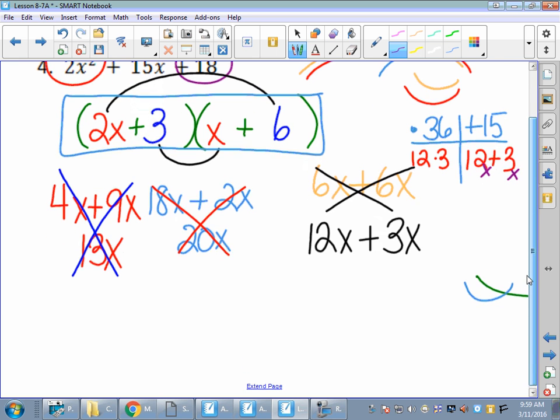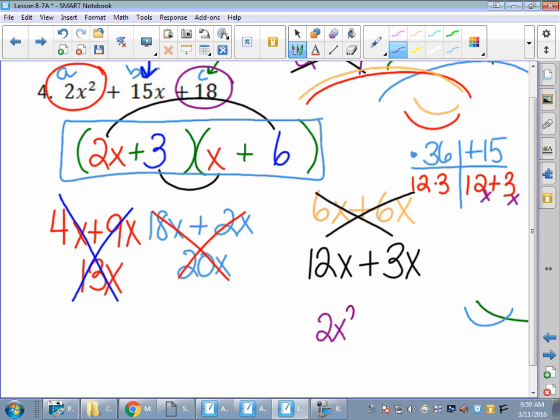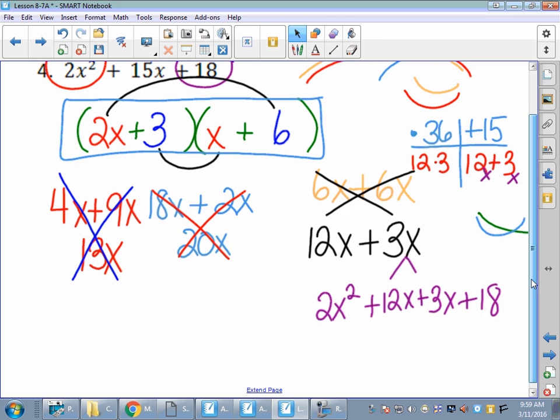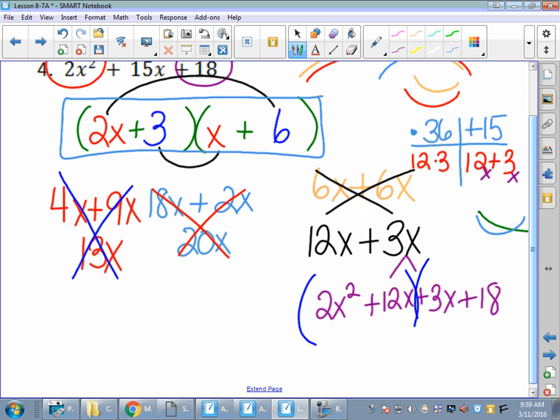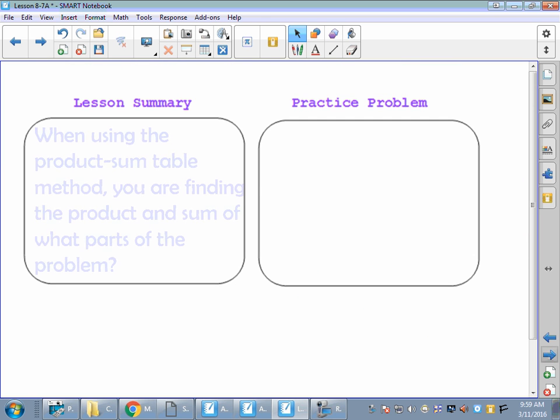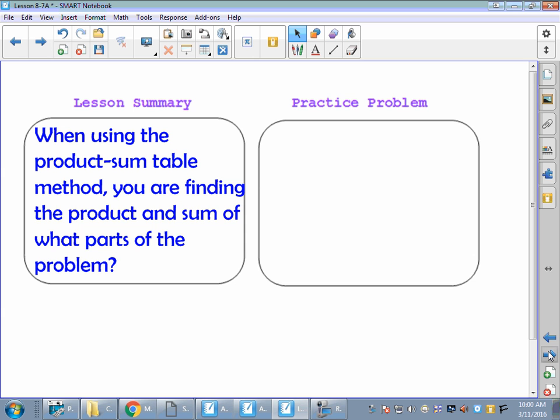So if I were doing the product sum table, I would have a 2x squared plus 12x plus 3x plus 18. And then group those guys 2 and 2. If you prefer to do it that way, please do so. You will get the same answer, 2x plus 3 and x plus 6. The next lesson, I'll show you another method that you might like better. It's kind of more like guess and check, but way more organized than this mess. So I left 2 of them blank. It wouldn't hurt you to go and try those, but I'm going to give you a practice problem.